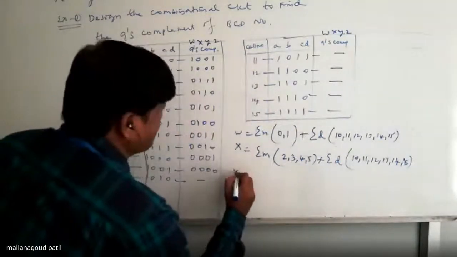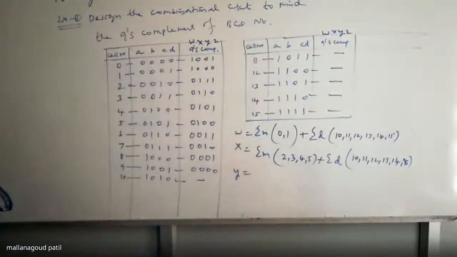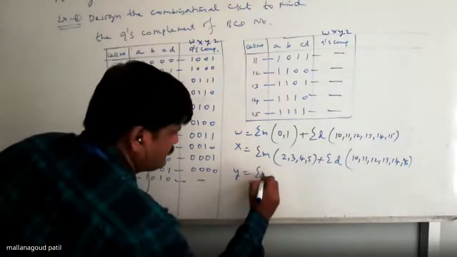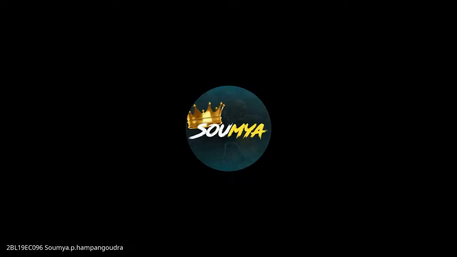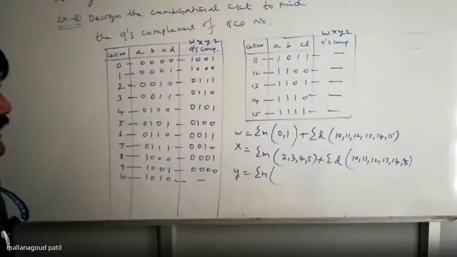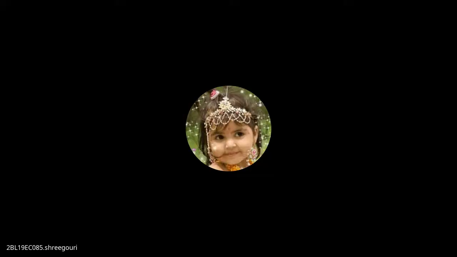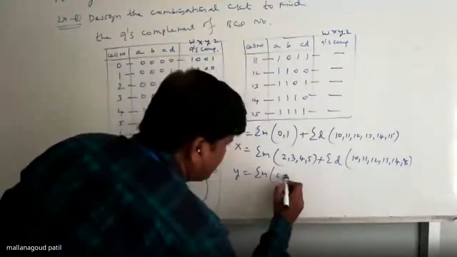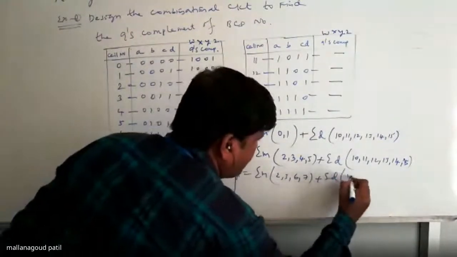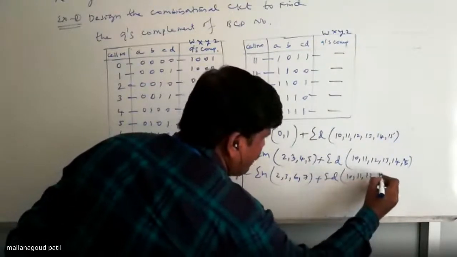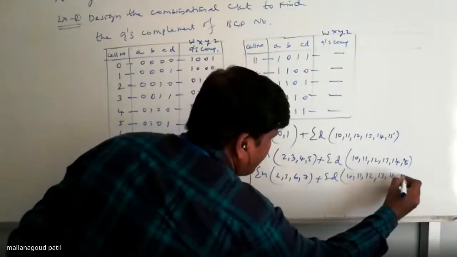Then what is the next? Y equal to? Why are you writing Y? Sigma M of. Where you have a 1 in the third column? 2, 3, 6, 7. Okay. 2, 3, 6, 7. Plus sigma D of 10, 11, 12, 13, 14, 15.